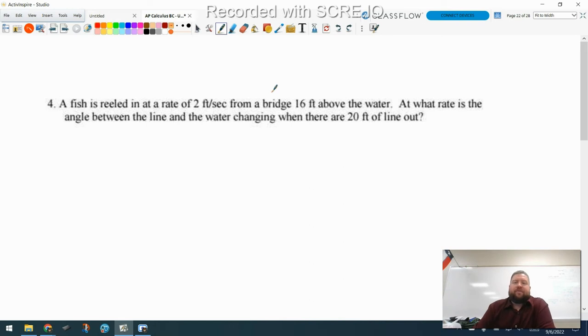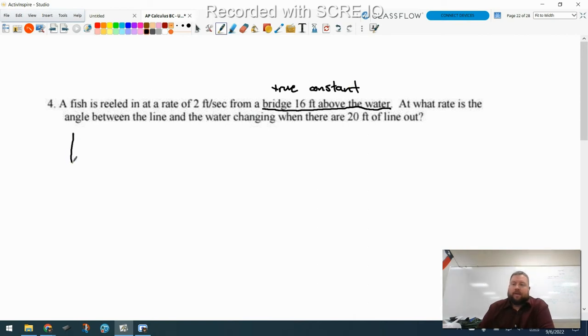All right, next one, we have a fish being reeled in at a rate of 2 feet per second from a bridge that is 16 feet above the water. At what rate is the angle between the line and the water changing when there are 20 feet of line out? Okay, so this bridge, 16 feet above the water, that is a true constant in the problem.